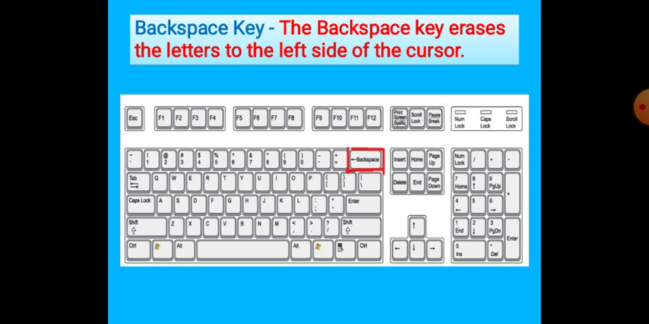Next key is a backspace key. Children, backspace key is used to erase the letters. When we are typing on a computer and sometimes we want to erase some text or letters, we will use backspace key and delete key. Children, there are two keys we use, and in that backspace key is used to delete the characters from the left side of the cursor. You see on the picture that backspace key is just near the number keys.